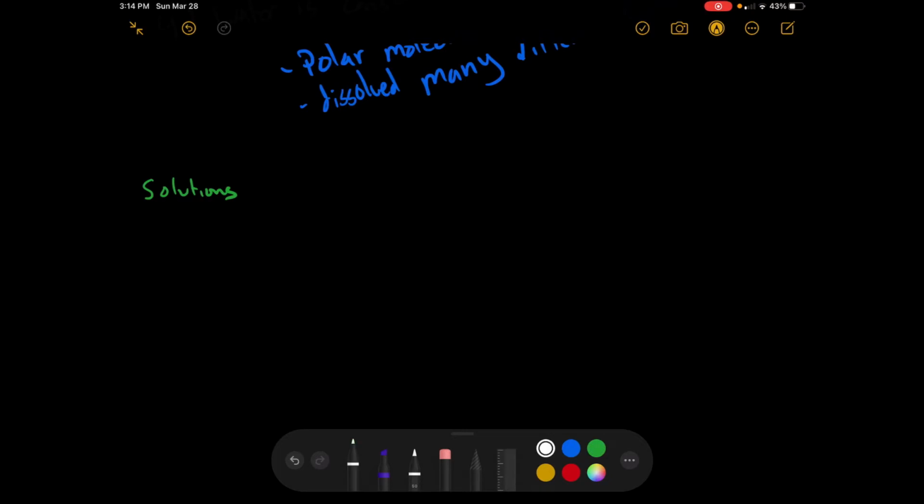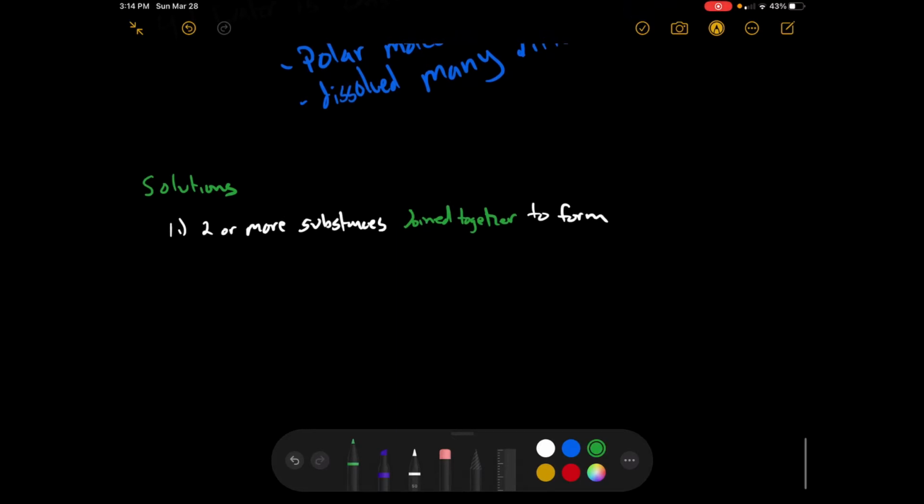And so what we should have learned are a few things. One, solutions are two or more substances joined together to form homogeneous mixtures. Two, and this is what we're going to talk about today, we're going to talk about homogeneous.